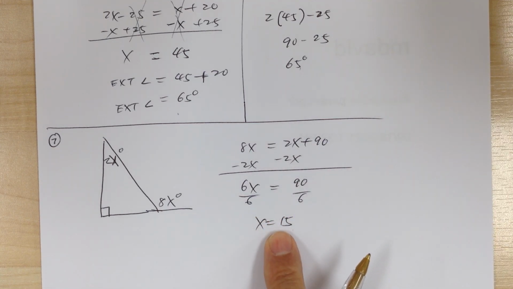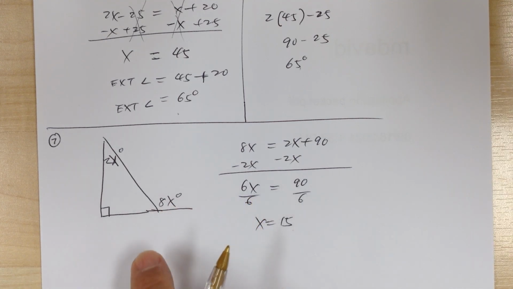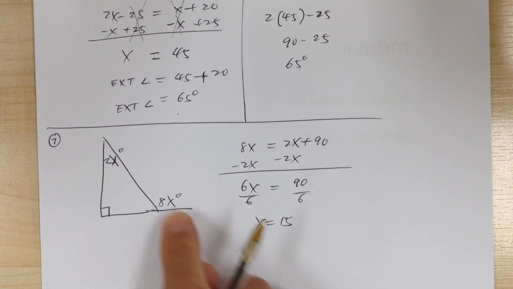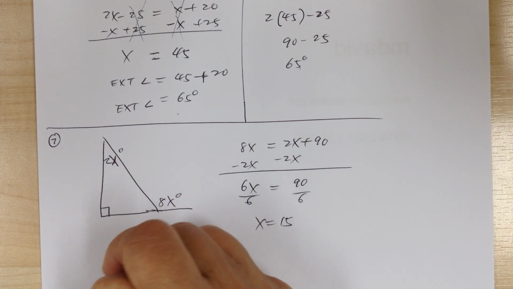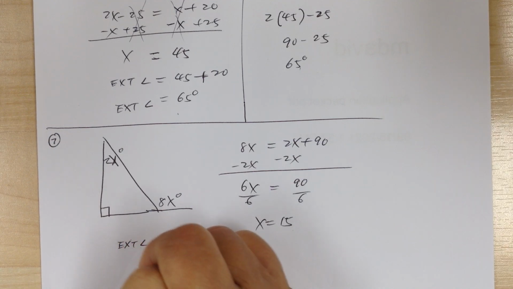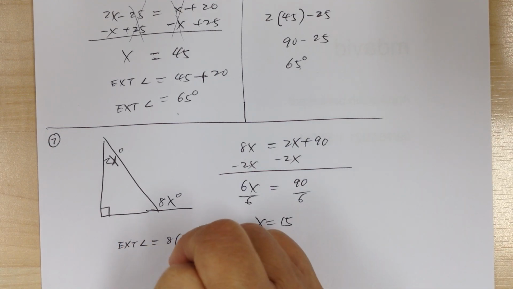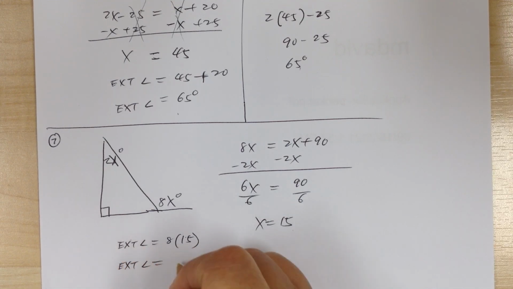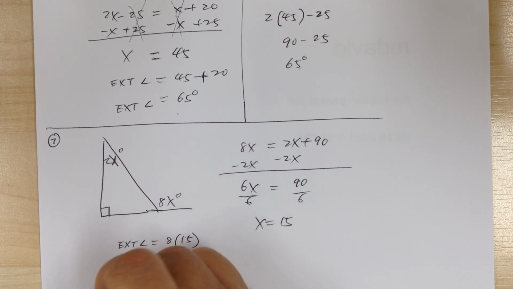Again, do not box that, because that's not what is asked for. It asks for the exterior angle. So you can just do it either way. With x equal to 15, multiply by 8. So exterior angle equal to 8 times 15. So exterior angle equal to 120 degrees.